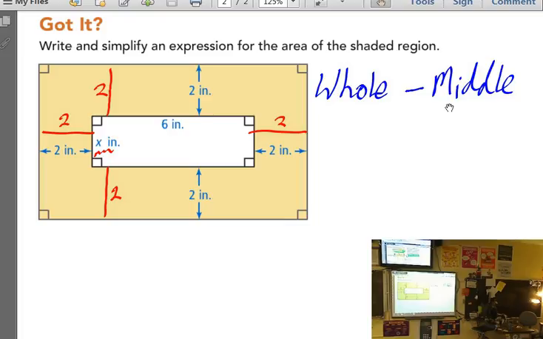Yep. And then what's your height? Or whatever you want to call it. How much is here? So these spaces make... This is 2, this is... so those make 4, but then this is X. It's not 2, it's X. So you have 4 and X for the height.